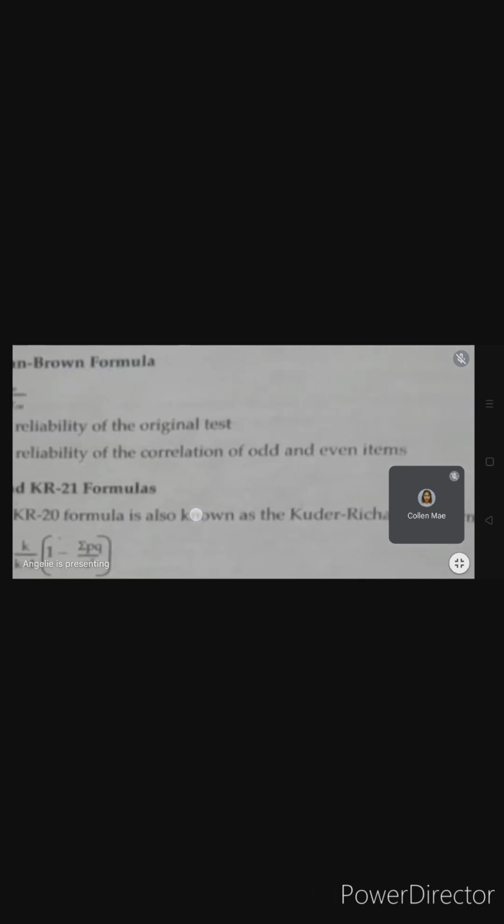So the next is the Spearman-Brown formula: r_SB is equal to 2 times the reliability of the original test, over 1 plus the reliability, r, of the correlation of odd and even items.